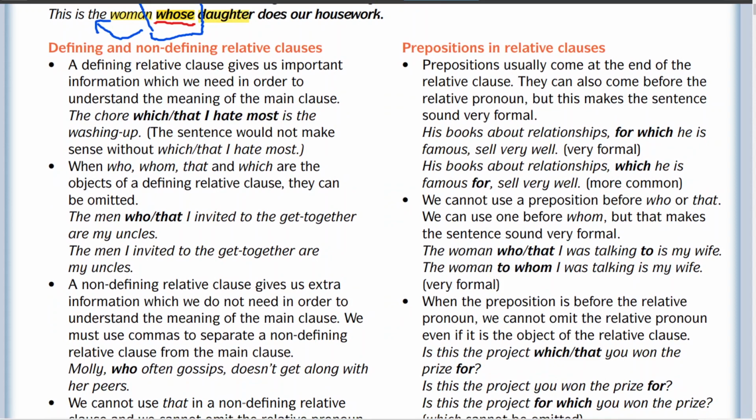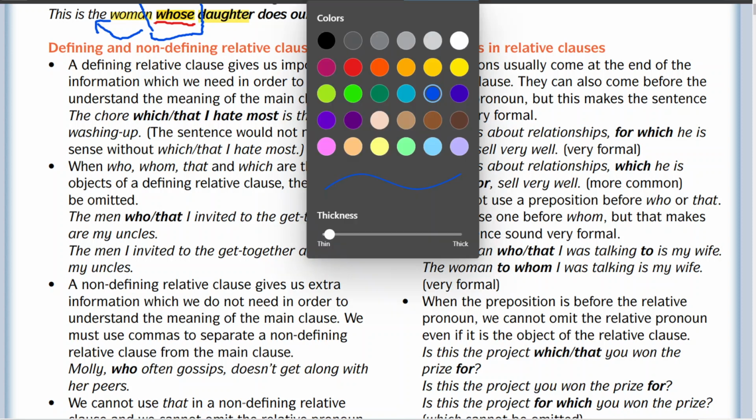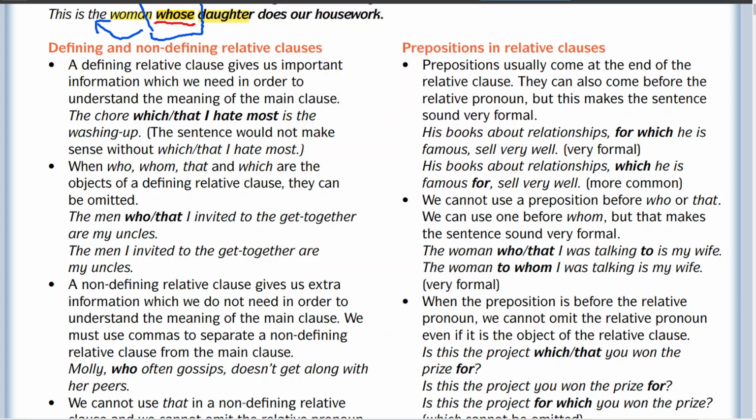Okay, moving on. Here we have defining and non-defining relative clauses. Alamak, apa pula tu kan? Okay, so don't be afraid, don't be confused. I will try to make it as easy as I can. Let's just take a look at this example here. The chore which I hate the most is washing up.